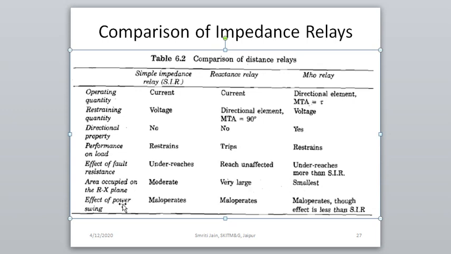Now the power swings effect causes the simple impedance relay and the reactance relay to operate. However, the Mho relay doesn't operate.